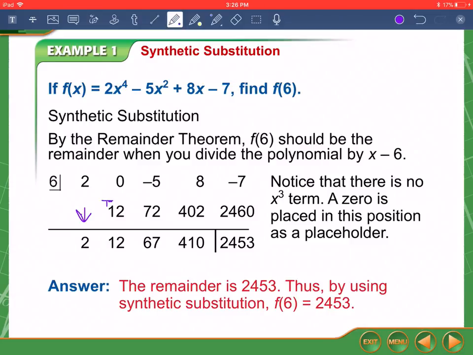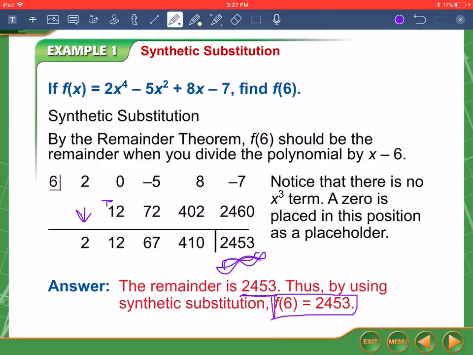Now we multiply 6 times 12 is 72, and we can add going down, negative 5 plus 72 is 67. Then we multiply 6 times 67 is 402. We add going down, 8 plus 402 is 410. And we multiply 6 times 410 is 2,460. And then we'll add negative 7 plus 2,460 to get 2,453. Now, our remainder is 2,453, which means, because of synthetic substitution, f of 6 is 2,453.